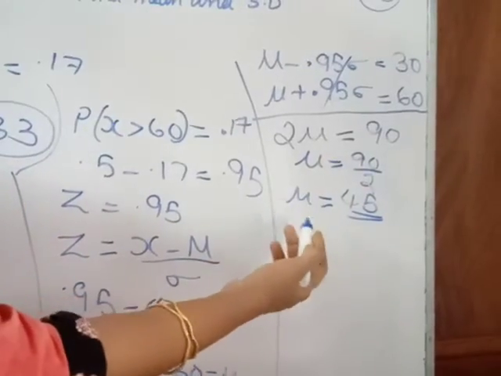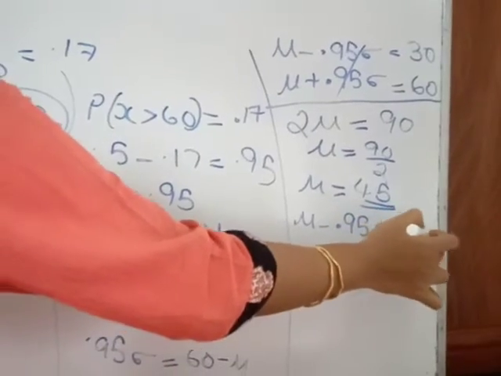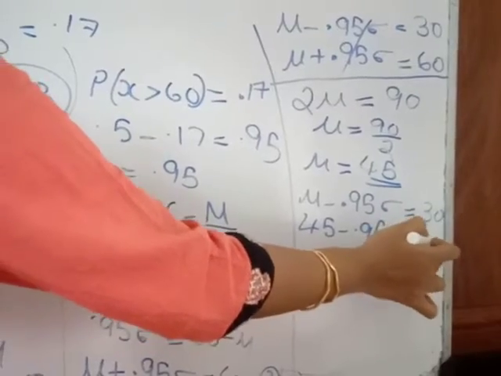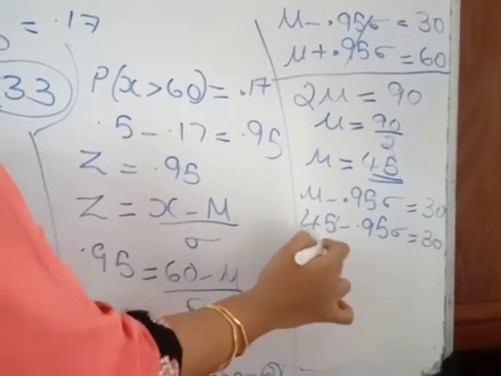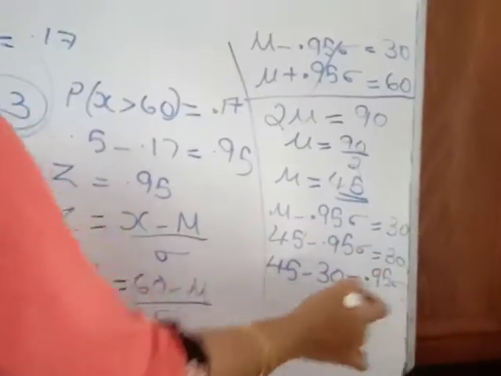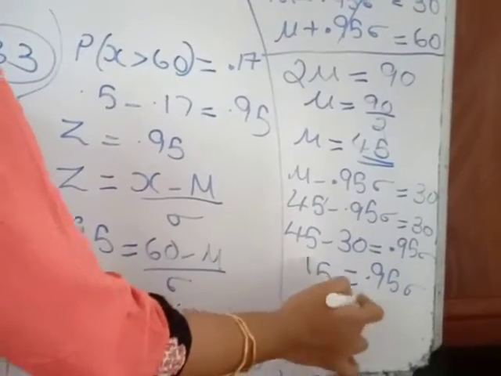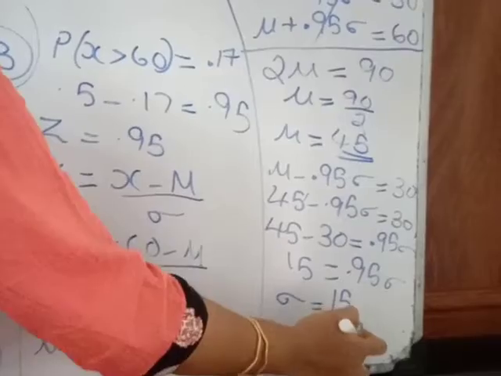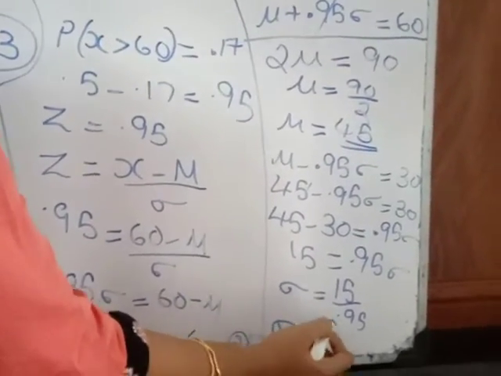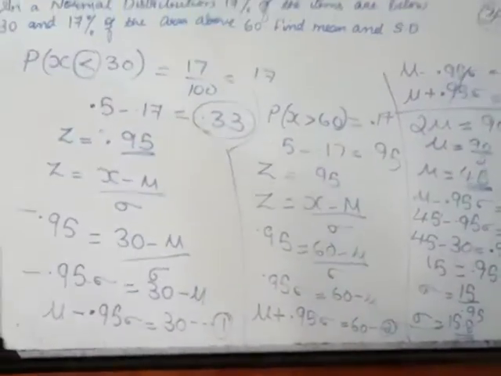After getting this one unknown, you can substitute in any one of the equations. Mu is 45. 45 minus 0.95 sigma is equal to 30. You can take this 30 to this side. It becomes 45 minus 30 is equal to 0.95 sigma, which gets positive. So 15 is equal to 0.95 sigma. So what is your sigma value? It is 15 by 0.95. What is the result? Yes, your sigma value is 15.8. So in this way, you can calculate the mean and standard deviation after solving the two equations.